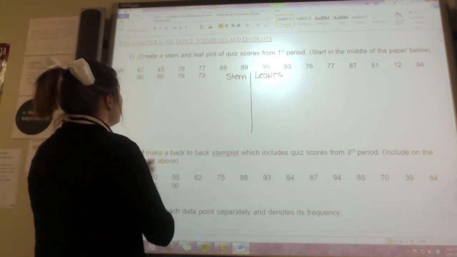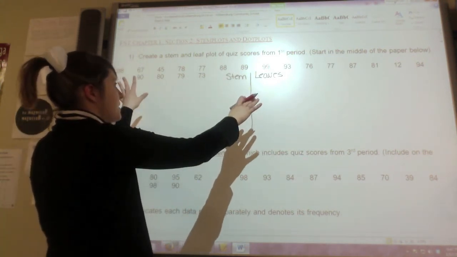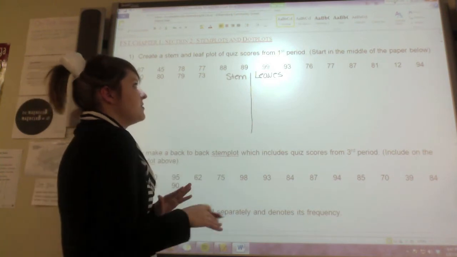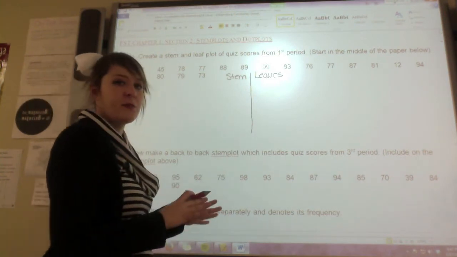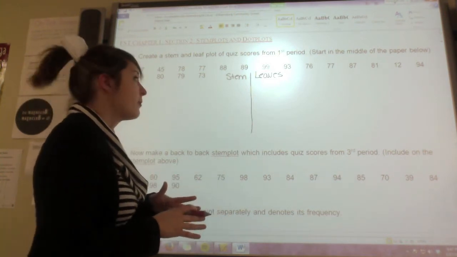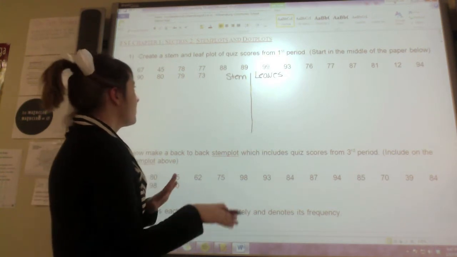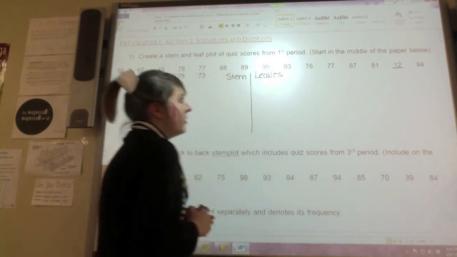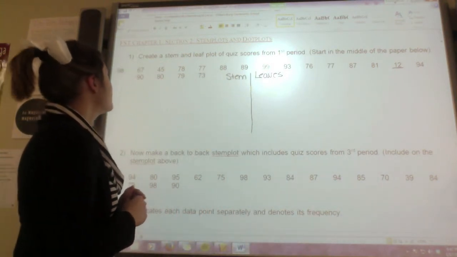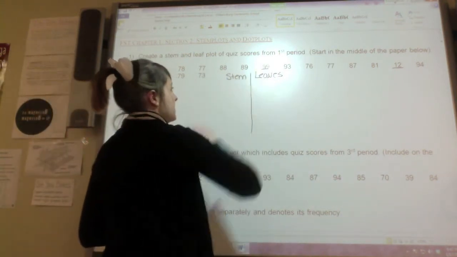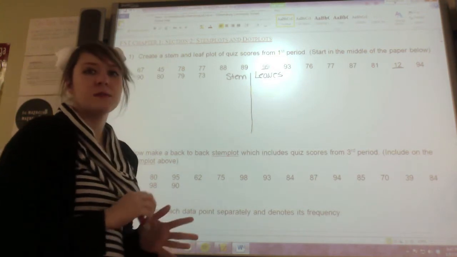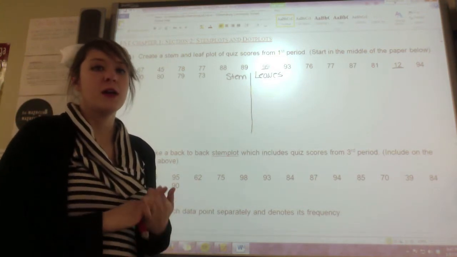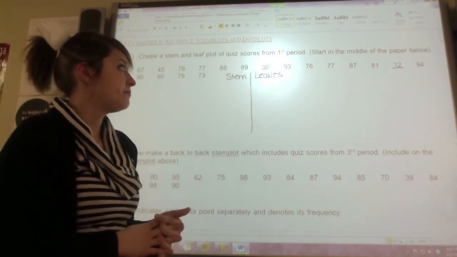So if I want to put these scores up here, I kind of need to get a little bit of information about my data set before I can do anything. So I'm going to start by finding my smallest number. My smallest number here is 12. And then I'm going to find my largest number, and it looks like my largest number is 99. So that means on my stem and leaf plot, I'm going to go from 12 to 99.